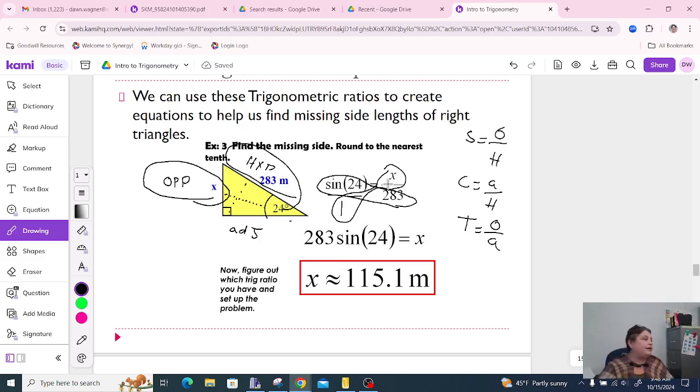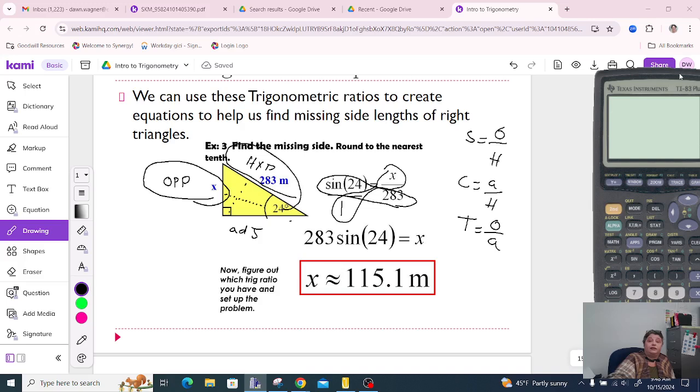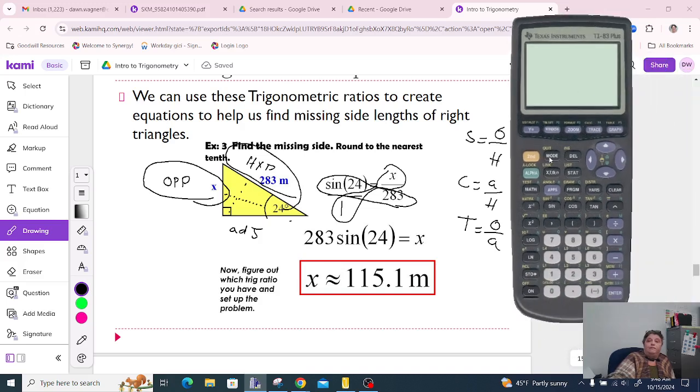Now I went around and I checked your calculators to make sure you were in degree. You need to check your calculators for this lesson. When you turn it on, anytime you need to change it to degree, because if it's in radians, you'll get the wrong number. So check your calculators in your room.